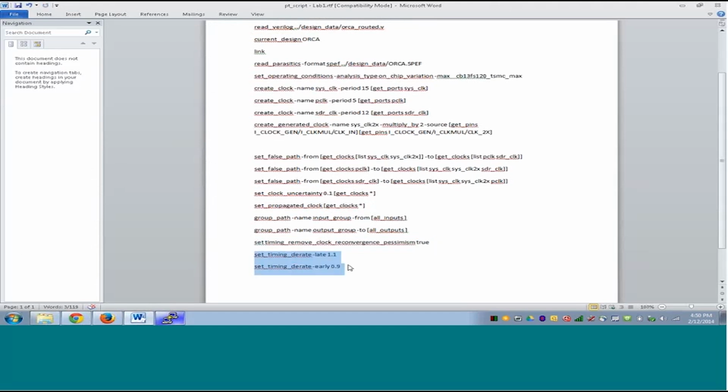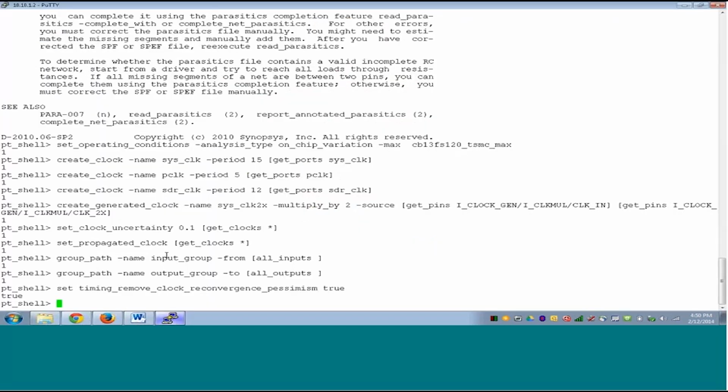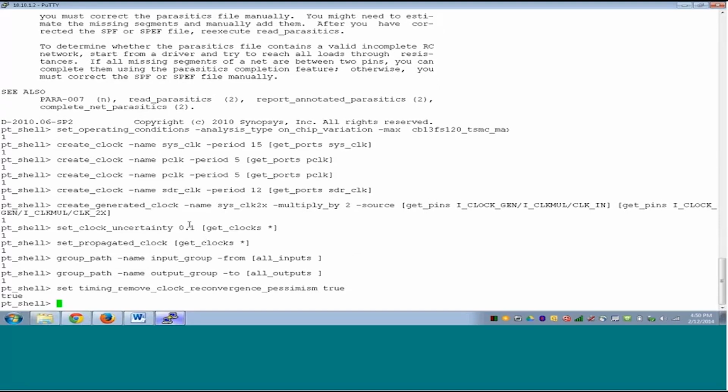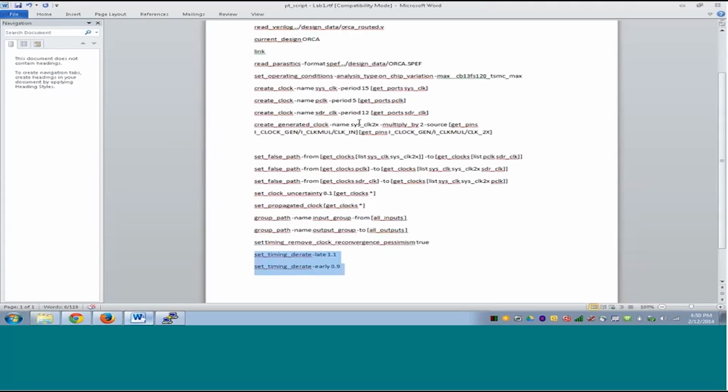Then I'll set the timing derates. Now this is a worst case scenario, although I should ideally set the late timing derate to 1, but I'll set it to just 1.1 just to show you what effect it has. So I will set the timing derates, and then that's it.